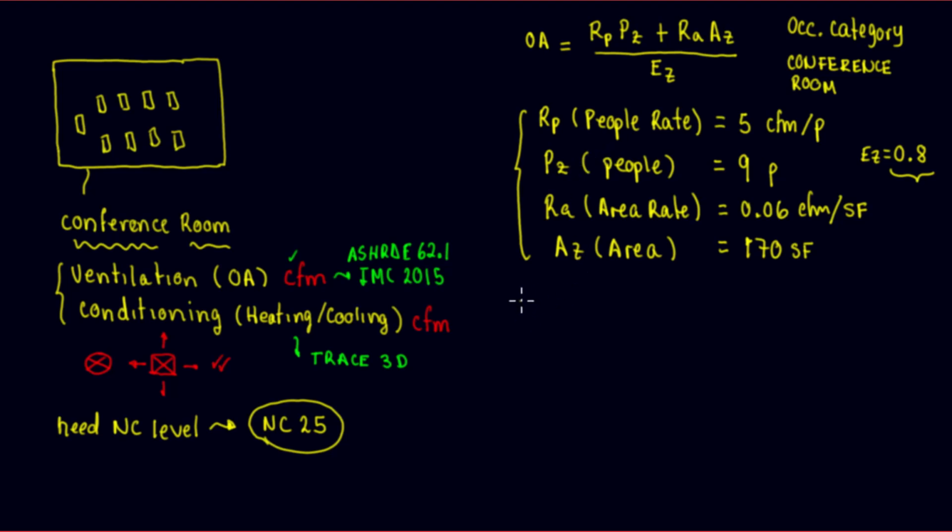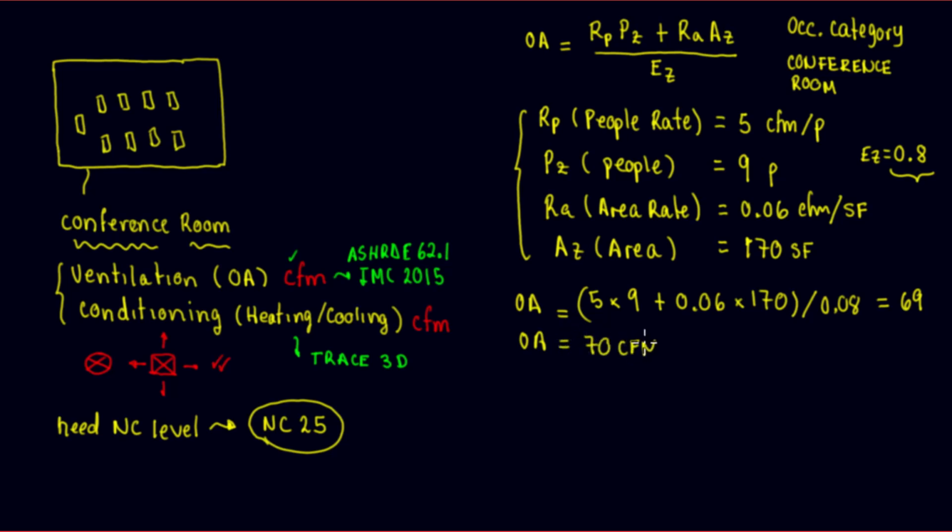If we do these calculations, AOA is going to be 5 times PZ, 9, plus RA, 0.06 times AZ, which is 170, and all of this is going to be divided by 0.8. How much does that give me? I'm going to check on my calculator very quick. 5 times 9 plus 0.06 times 170, divided by 0.8. Gives me 69. If it gives me 69 CFM, usually we have to round this up, so that's going to be 70 CFM. Finally I have my outside air CFM in here.